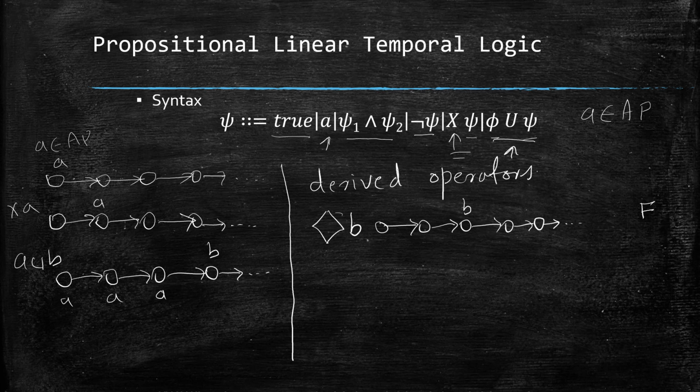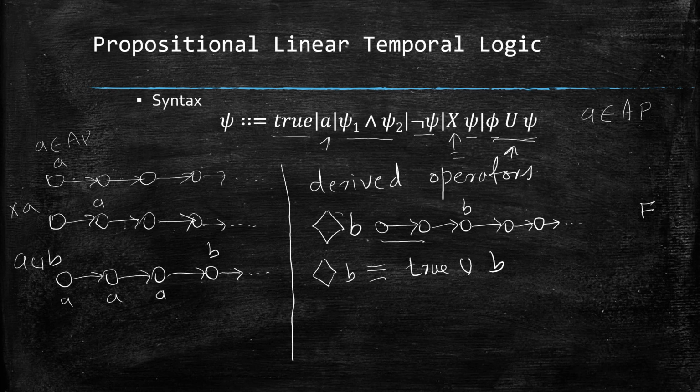We can also write its definition in the form of the until operator. We can write that eventually B is equivalent to saying true until B. It means on these states some Boolean condition true was holding, and when B became true, then that true statement was no more true.